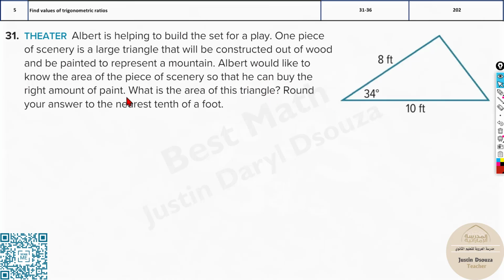Albert would like to know the area of a piece of the scenery so that he can buy the right amount of paint. He needs to know the area over here. What is the area of the triangle? Round your answer to the nearest tenth of a foot. Now it's in feet, that's why it's foot. And how do you find the area?